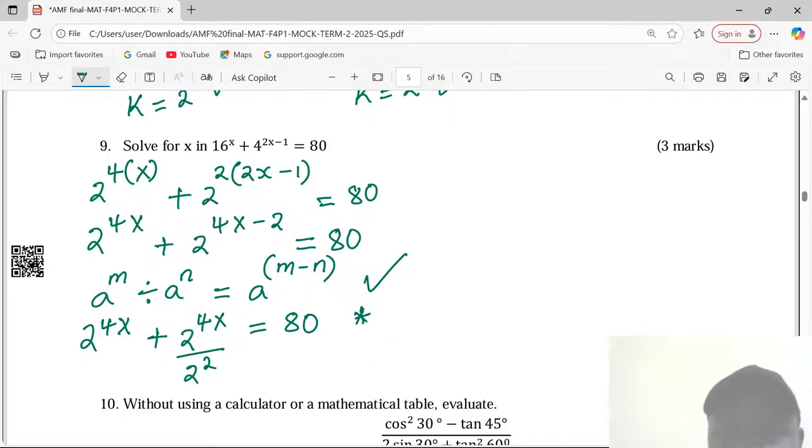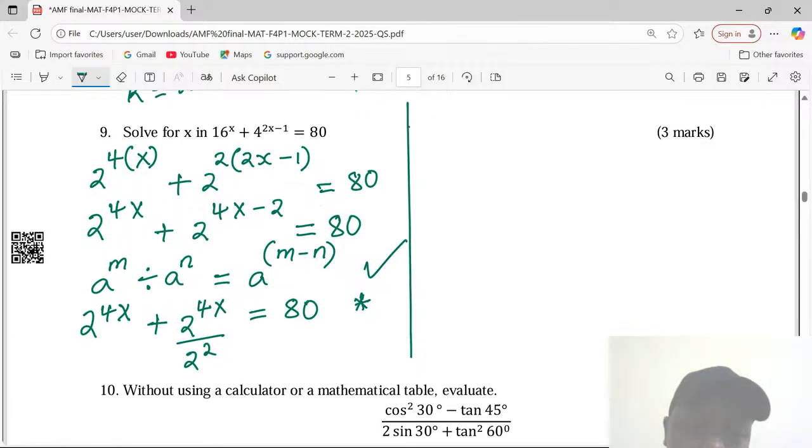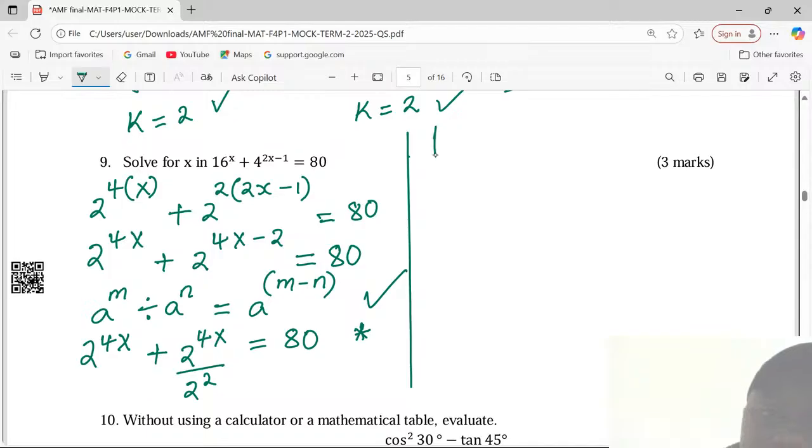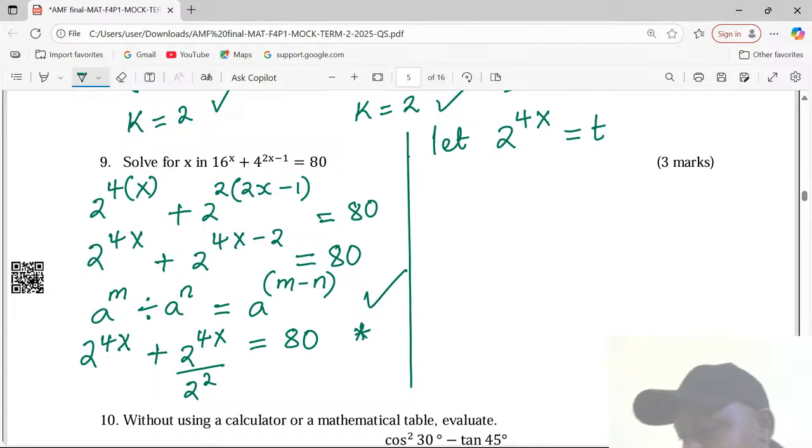I know you're used to interpreting it in the forward side. Now we are applying it the other way around. Remember, 2 power 2 is 4. So now that 2 power 4x is appearing in most cases, we can let 2 power 4x be a certain unknown, say t.